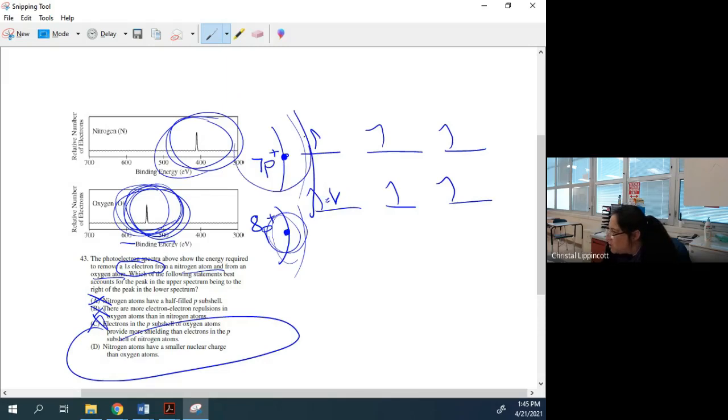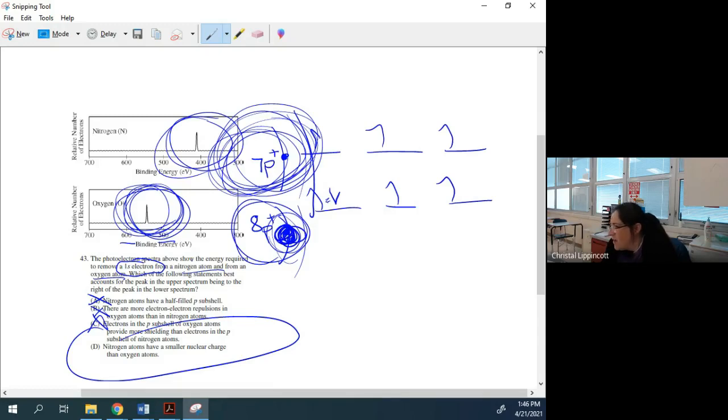Nitrogen has fewer protons holding that S electron in, and so oxygen has more. This is going to hold on to this electron tighter. It's staying in tighter, and that explains this. We'll keep going with this.